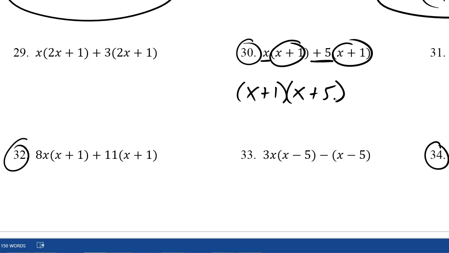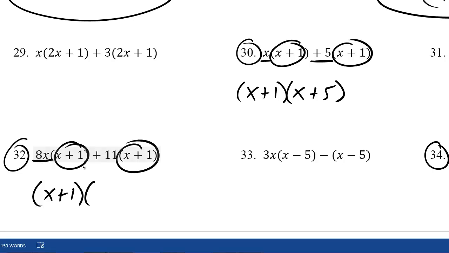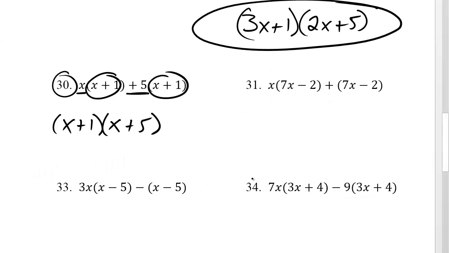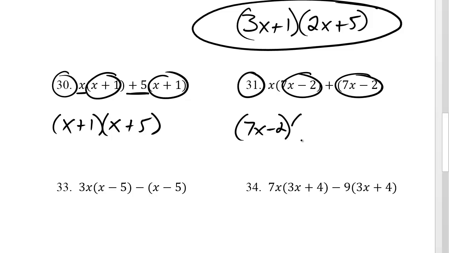32. What's the same? x plus 1. So on the left side is going to be x plus 1. On the right side, you have 8x plus 11 left. So that'll go on the right side. Last one of this section, what's the same is, actually not 34. Let's do 31. What's the same is 7x minus 2. So that'll go on the left side. 7x minus 2.